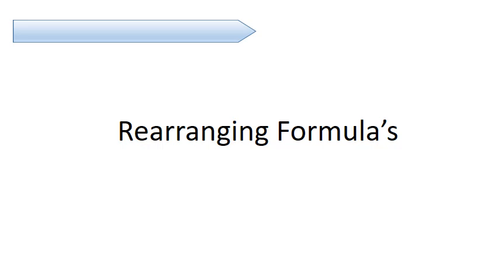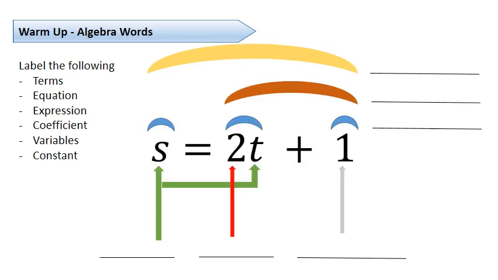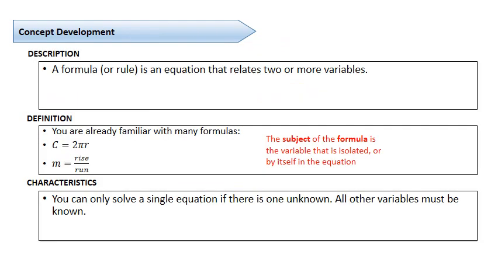Alright, second half of the lesson, rearranging formulas. Okay, I'd like you to copy down the definition of a formula, which has 2 or more variables. And here are some examples. You would have seen this one before for the circumference of the circle, 2 pi r. And here's one for the gradient of a graph, rise over run.